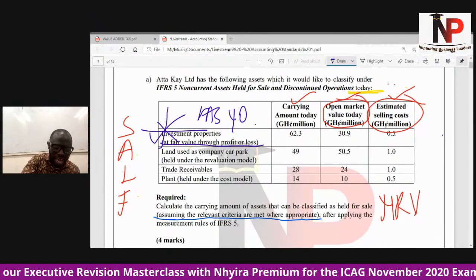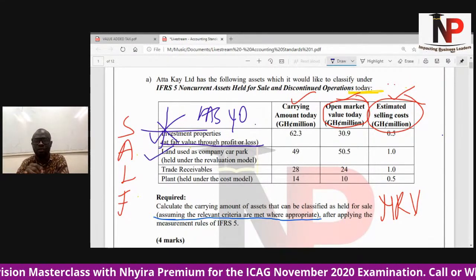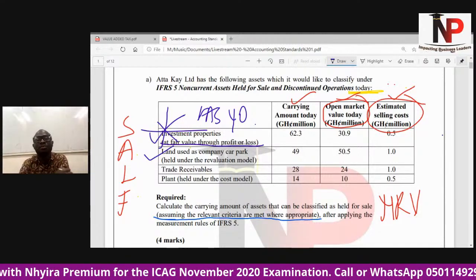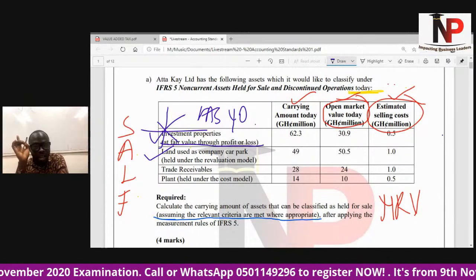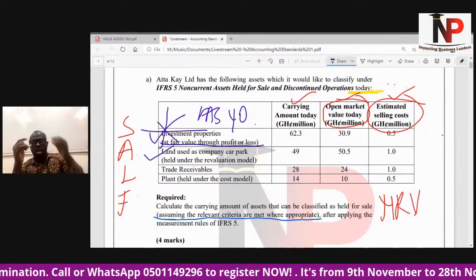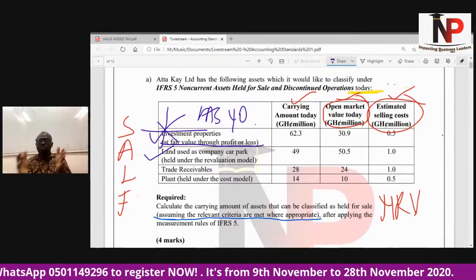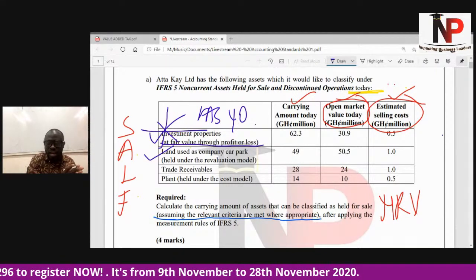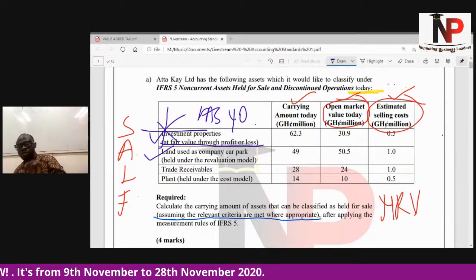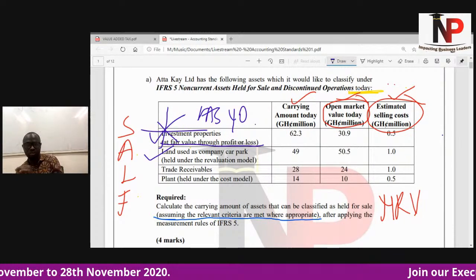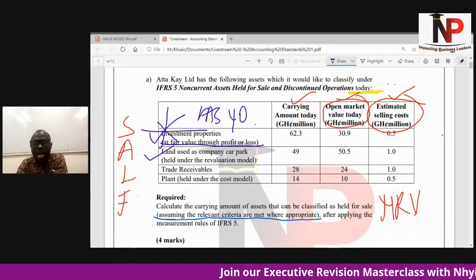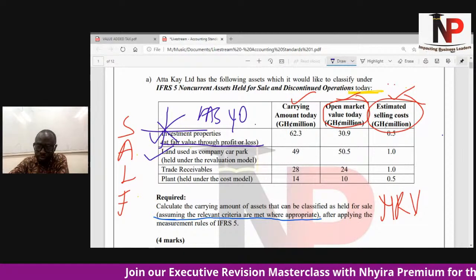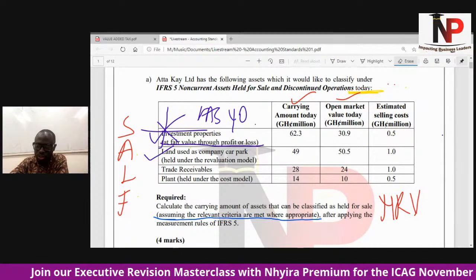So with this land, it can be classified as held for sale. Why? Because it is land being used as a company car park and it is held under what? The revaluation model. So this one can be accounted for as held for sale and discontinued operation.